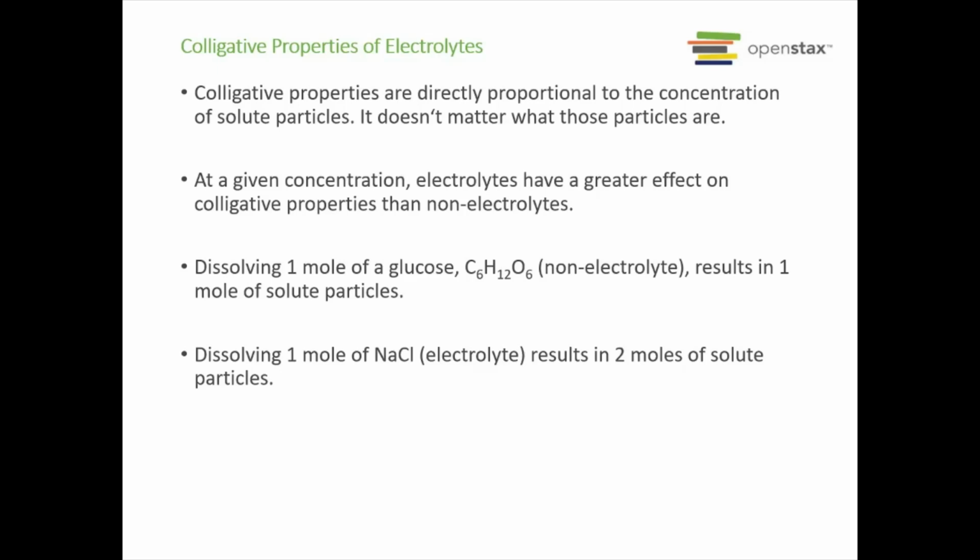So if I take a mole of glucose and put it in water, I get 1 mole of solute because it's a non-electrolyte, it stays together. But if I take a mole of sodium chloride, which is a strong electrolyte, it's going to break apart into Na plus and Cl minus. That gives us 2 moles of solute particles, so more stuff to get in the way.